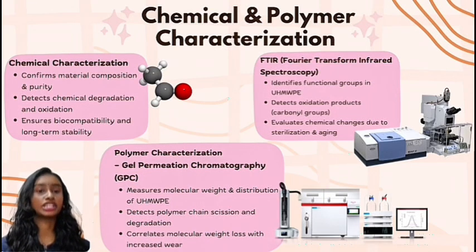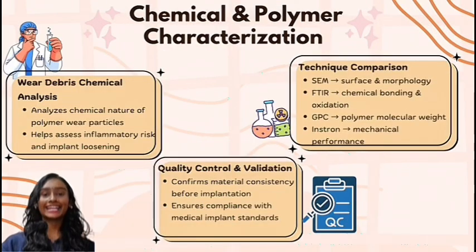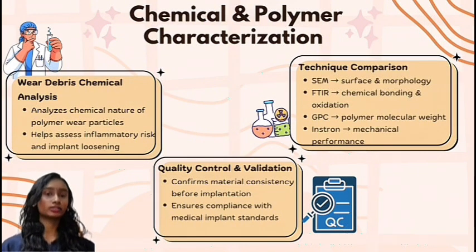Another key technique is GPC, which is also known as gel permeation chromatography. GPC is used to measure the molecular weight and molecular weight distribution of ultra-high molecular weight polyethylene. A decrease in molecular weight suggests polymer chain scission, which weakens the material and increases wear debris formation. In addition, chemical analysis of polymer wear debris is important because these particles can trigger inflammatory responses, leading to bone resorption and implant loosening. Understanding the chemical nature of wear debris helps improve material design and longevity.